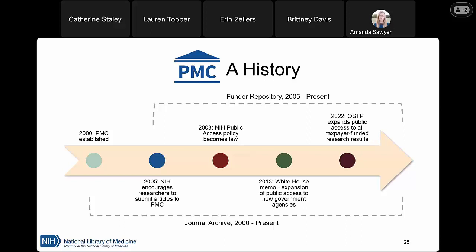Since that time, public access has continued to evolve, first becoming mandatory at NIH in 2008, and then in 2013 expanding to cover all of the large research funders in the U.S. government. As I mentioned earlier, it expanded again in August 2022, and all federal agencies must make taxpayer-funded publications and research available by the end of 2025.